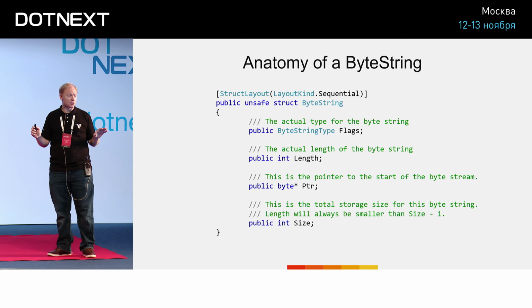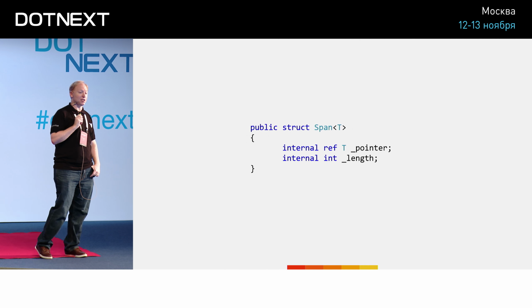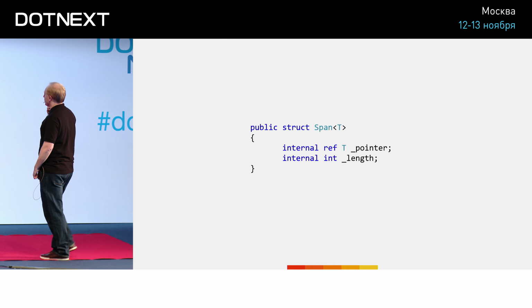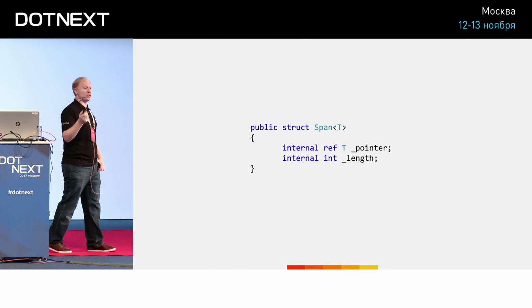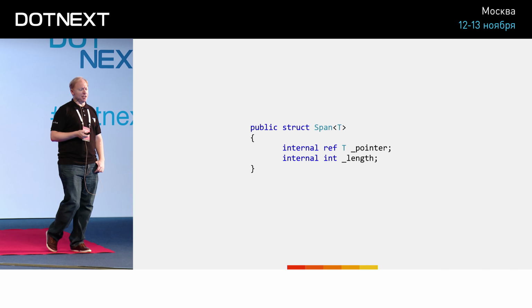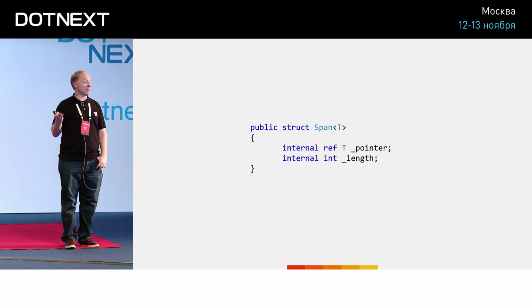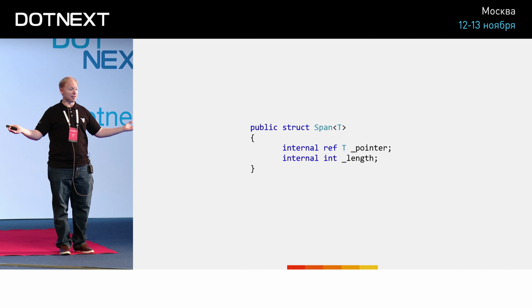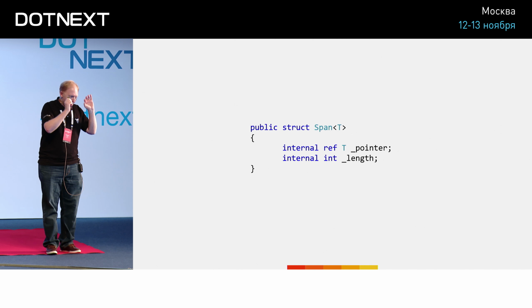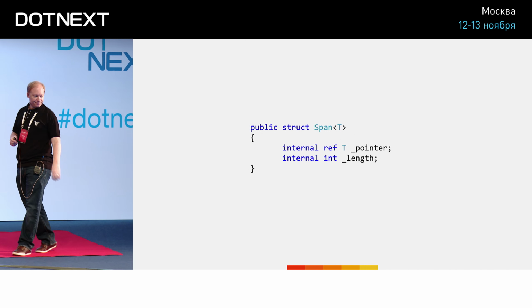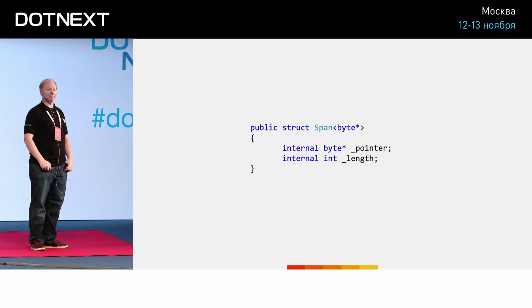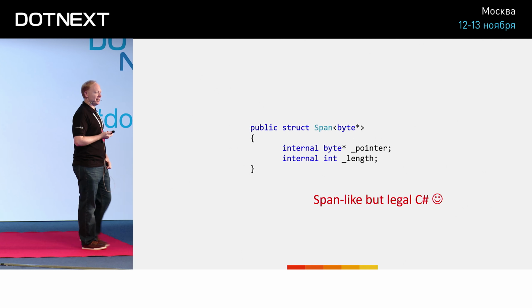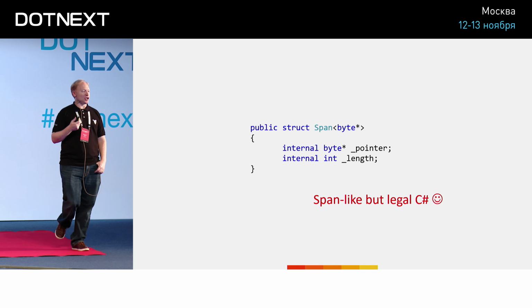It also sounds familiar to something that we do have on CoreCLR, which is a span. This was introduced in early 2016, but it really got mainstream right now. But the idea here is that you have a reference to a type. What's a reference? It's a pointer, a very well-designed and very, very hidden pointer. And the length. But the thing is that we needed unmanaged memory, and we cannot do this. So byte string is essentially a span-like but legal C# construct.